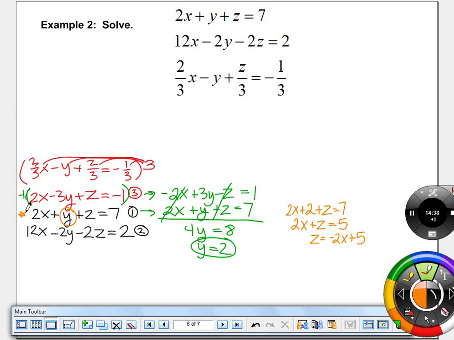Would you guys like to plug it into the equation that's numbered number 2 or the one that's numbered number 3? 3? I'm with you there, because z doesn't have a coefficient, then I don't have to distribute, right? Okay. I'm good with that choice.